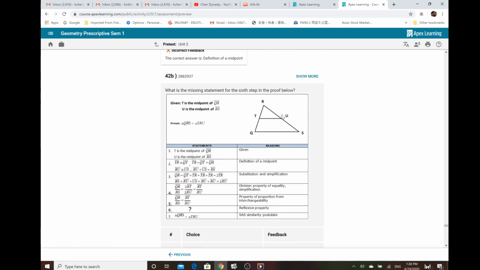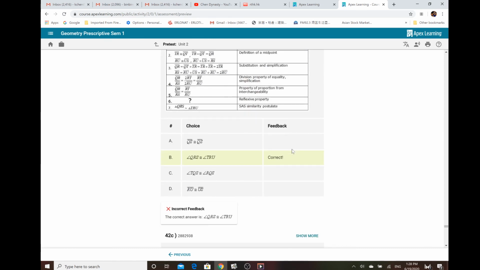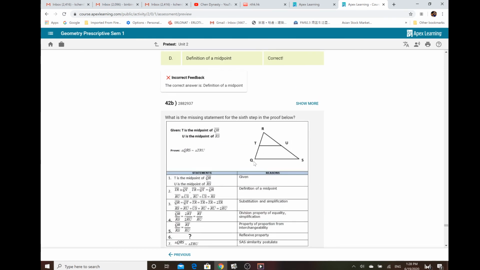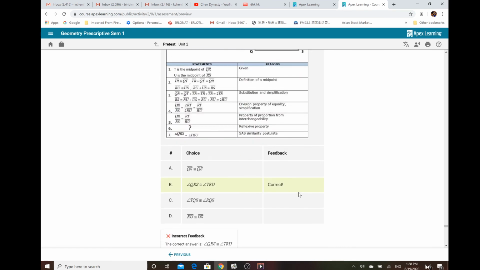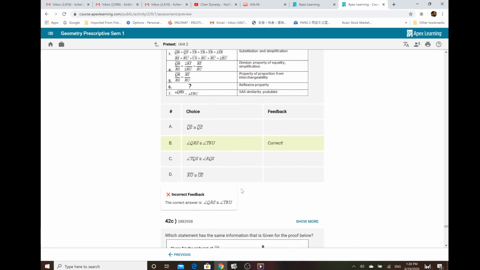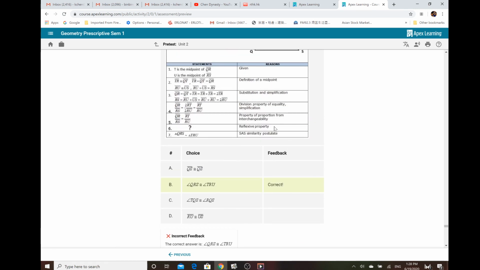So angle TRU, which is the same as angle QRS. So angle QRS is the same as angle TRU. So this one is by the reflexive property.